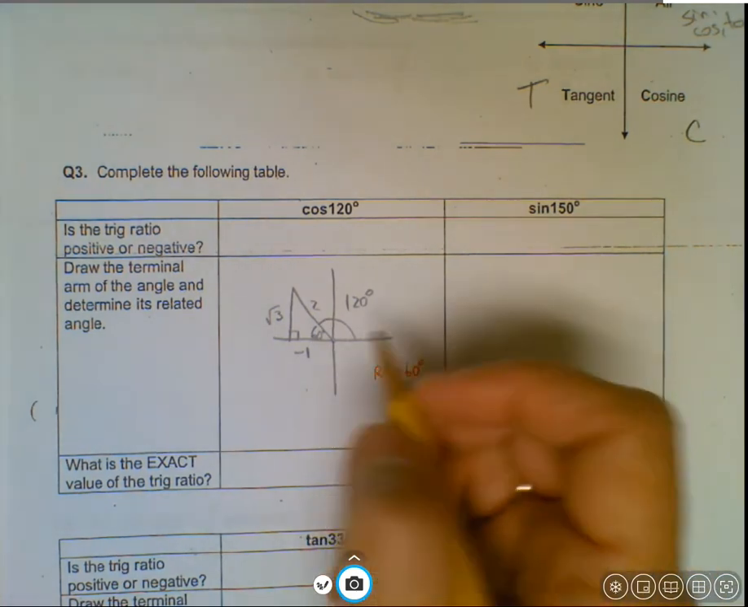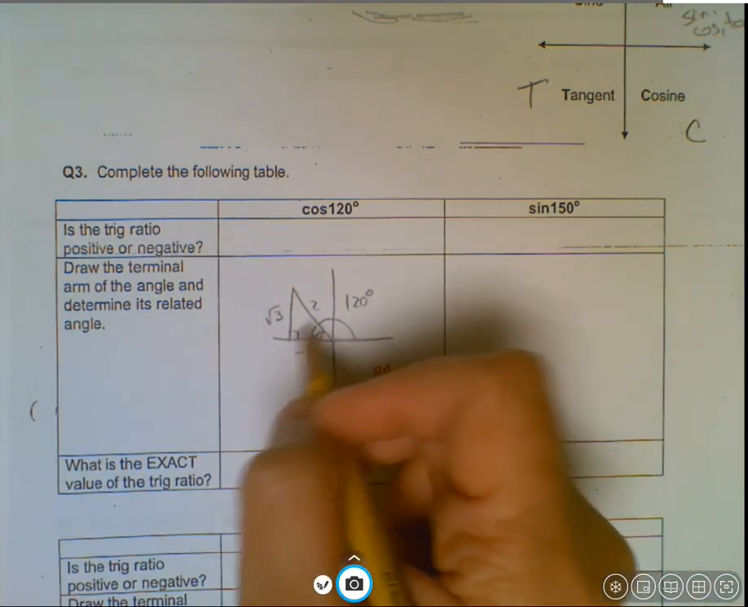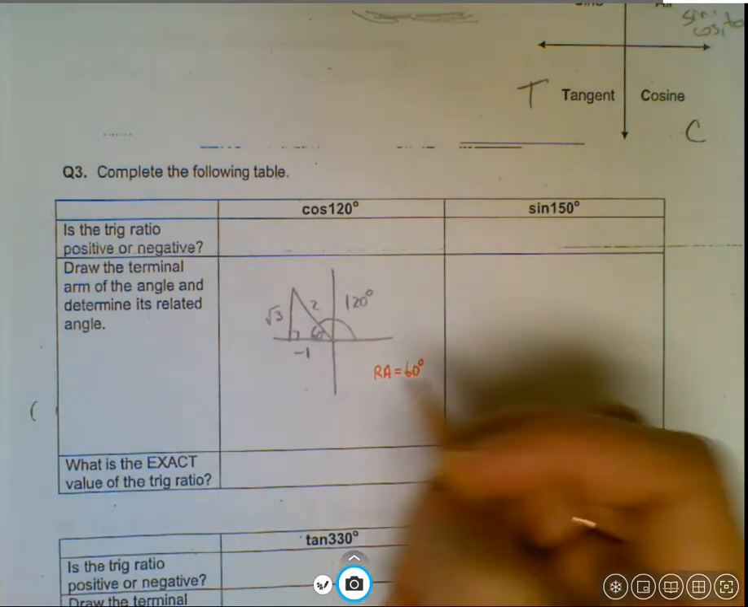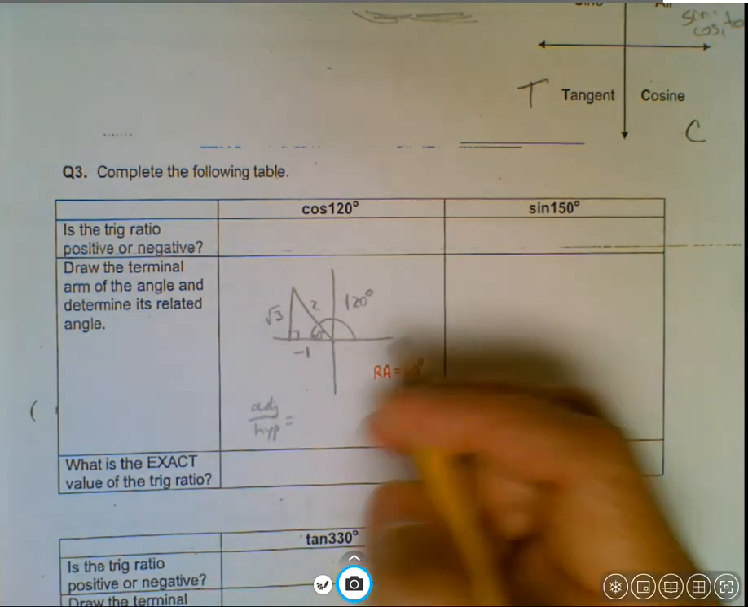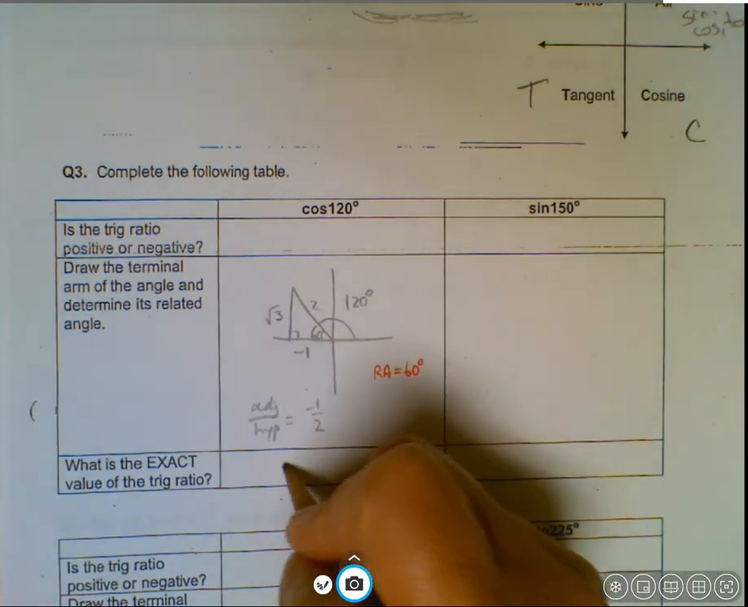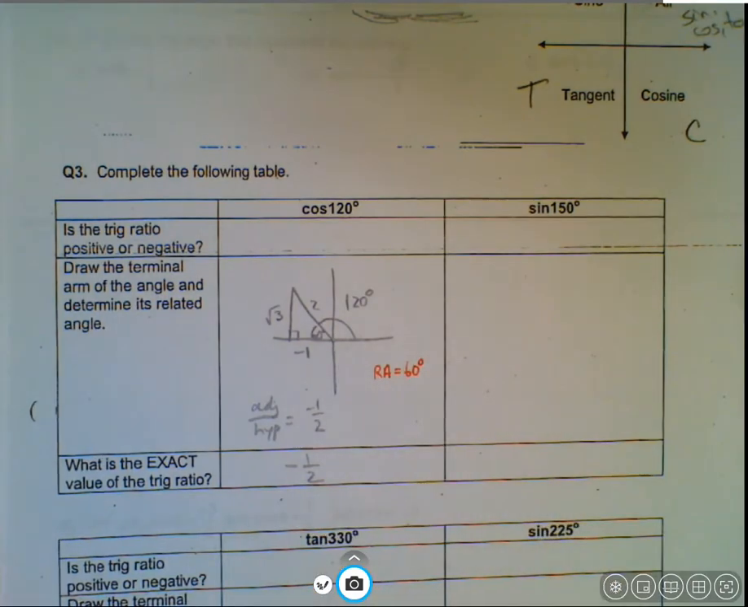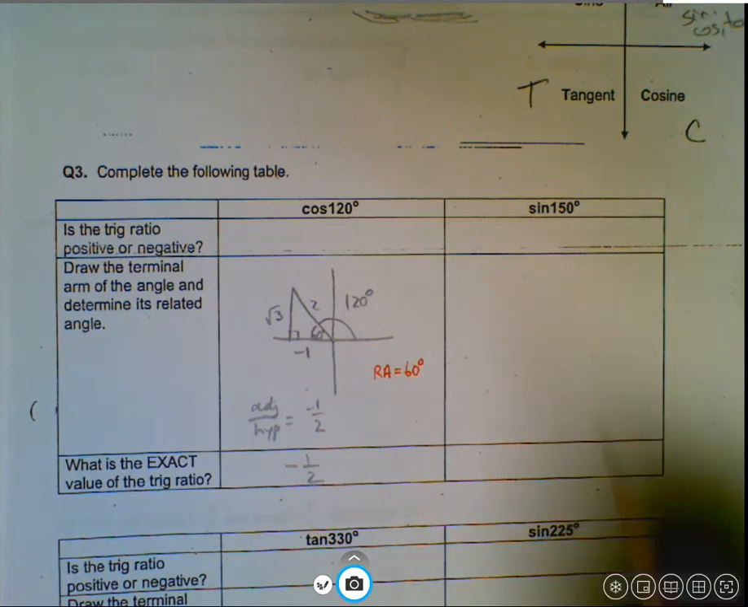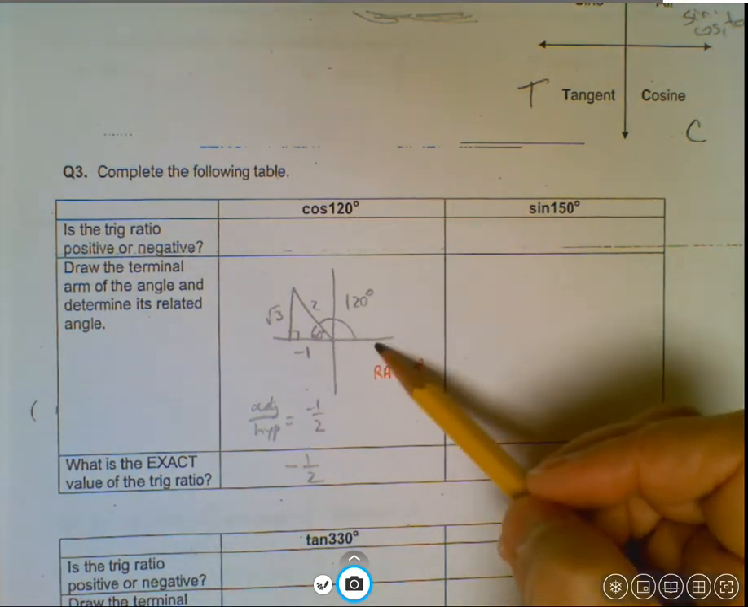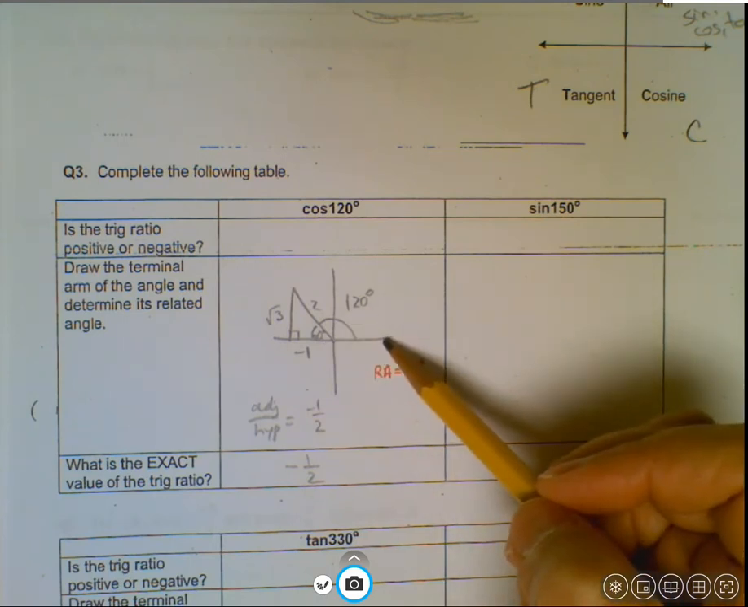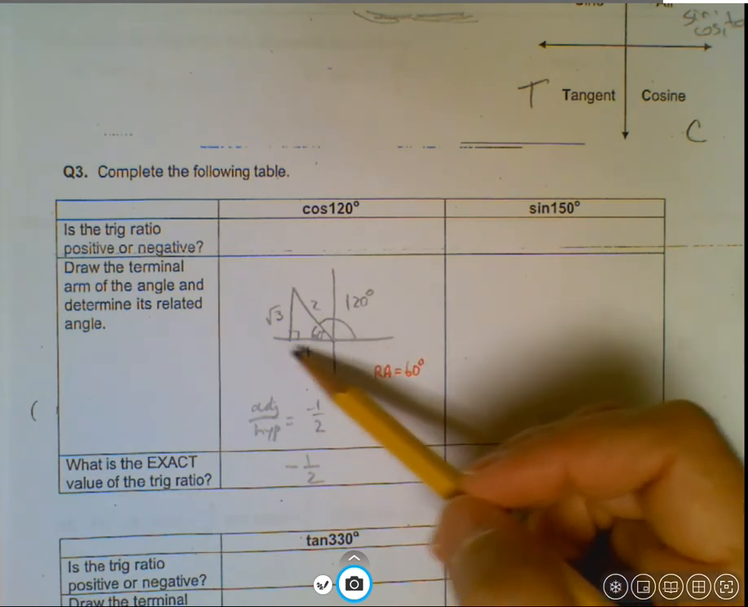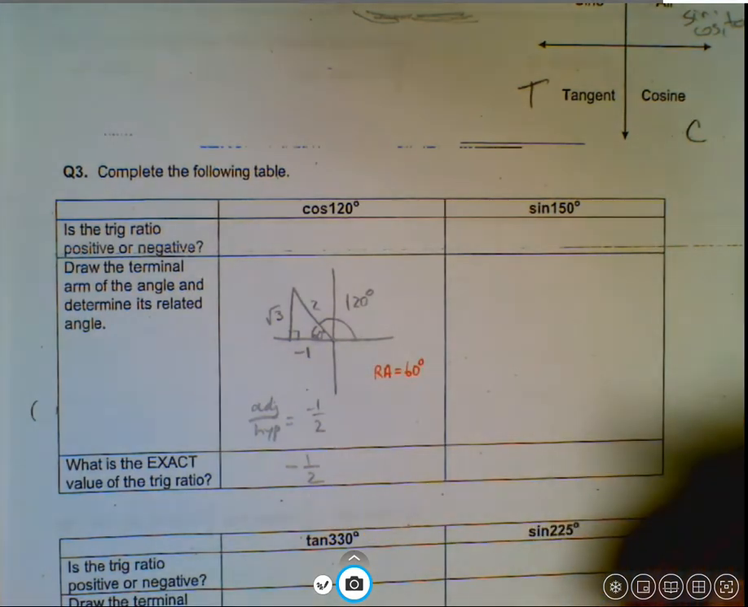So it's going to be the cosine of 60 degrees in this triangle, which is adjacent over hypotenuse. So adjacent over hypotenuse, that's cosine. And that's going to be negative 1 over 2. So the exact value of the trig ratio cosine 120 degrees is negative 1 over 2. And notice cosine of 60 degrees would have been in this quadrant, same triangle, just flipped. Cosine of 60 degrees would have been 1 over 2. But 120 is in the other triangle, in the other quadrant, so it's negative 1 over 2.